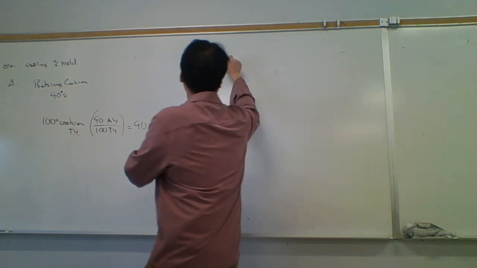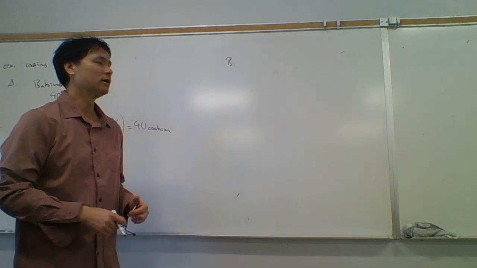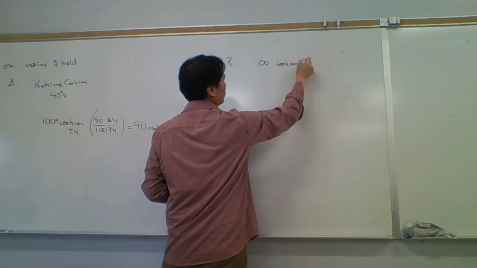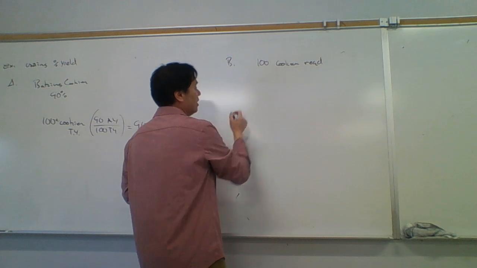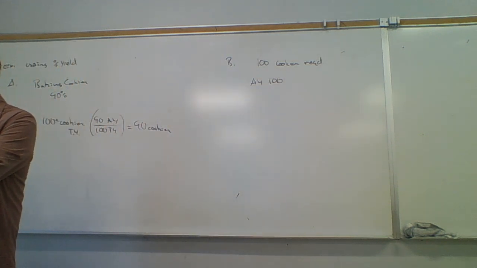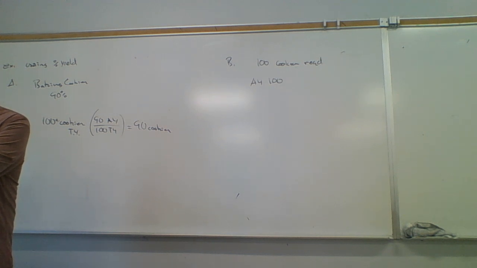Okay. Or B, let's say you have an event, and this event requires 100 cookies. So what we need is an actual yield of 100. How many cookies should we plan on baking? If we need an actual yield of 100, then maybe we should bake how many? 110? If we make 110, then we could lose 10 of them. Is that right? It turns out, no, it's slightly off. We should bake 111.